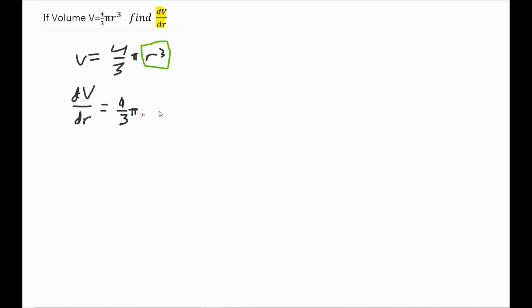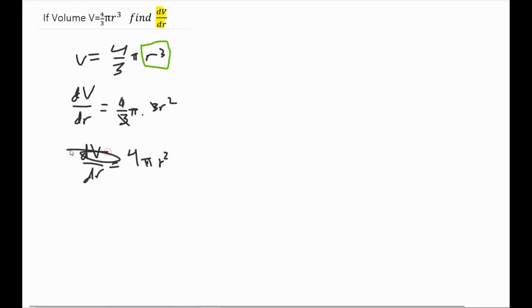Let's go ahead and write that down. 3r squared. And then it just so happened that these threes cancel nicely. And then we end up with the derivative of volume with respect to radius is equal to 4 pi r squared. That's the final answer. Oh, that should have been a highlight.